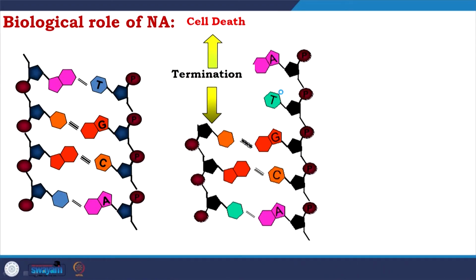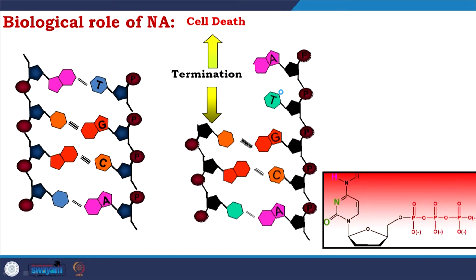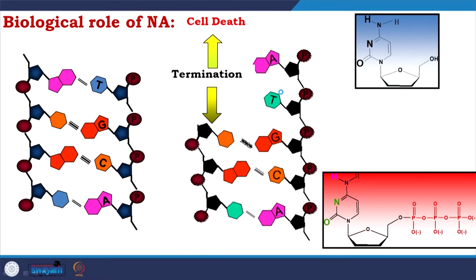So, when you do not have DNA, your cell could not survive. So, it would lead to cell death. So, you need a compound like this for that, which is coming from the compound we have designed. I hope you could understand the process I talked about.